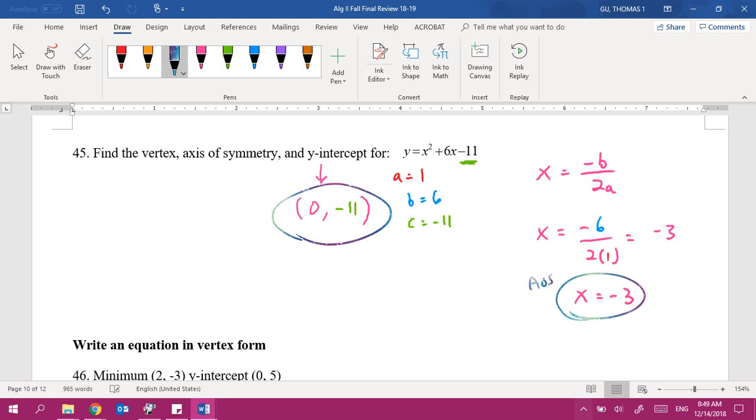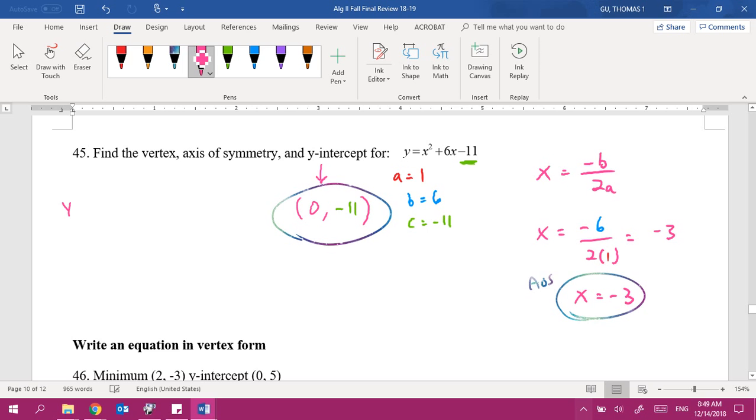Okay, how do I find the vertex then? You can actually use the axis of symmetry. We know that, remember, the vertex always lies on the axis of symmetry, right? Which means the axis of symmetry, that is the x value for your vertex. So to find the y value of my vertex, all I have to do is plug in that negative 3 into all the x's, okay?